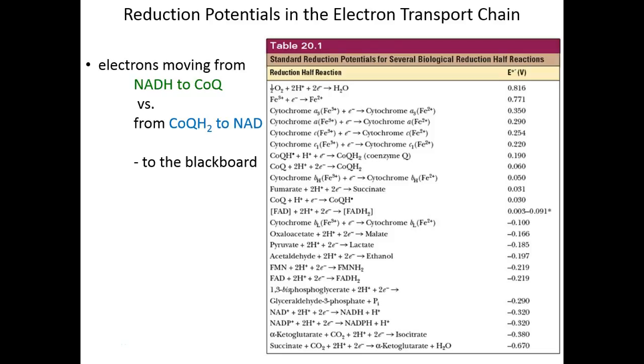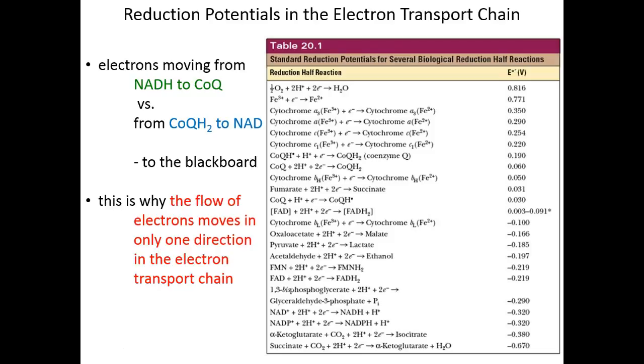My song tells me that negative delta E's give me positive delta G's. This is an endergonic reaction. It requires energy, and it is therefore unfavorable. Electrons are never going to move from CoQ to NAD. That requires too much energy. Electrons will always prefer to move from NAD to CoQ because that movement is the only one that releases energy. This is why electrons flow through the electron transport chain.